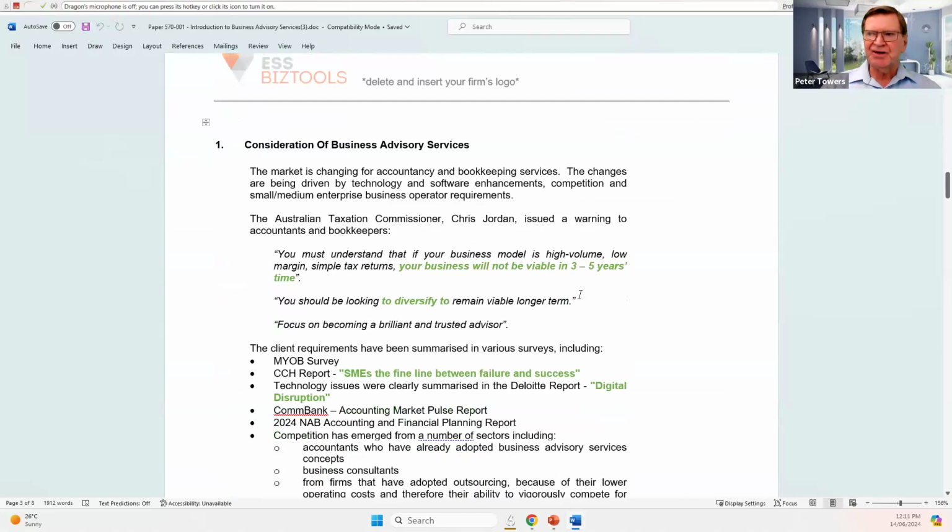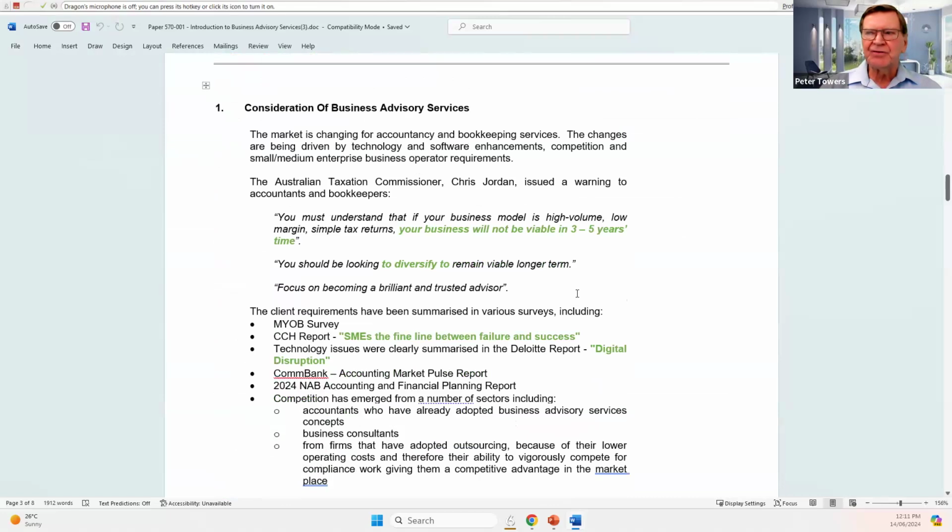The market is changing for accountancy and bookkeeping services. I think you'd all agree with me on that. We refer to the former tax commissioner, Chris Jordan's comments that he made in 2022 at a conference in Sydney. He issued a warning to accountants and bookkeepers, and he said, you must understand that if your business model is high volume, low margin, simple tax returns, your business will not be viable in 3 to 5 years.